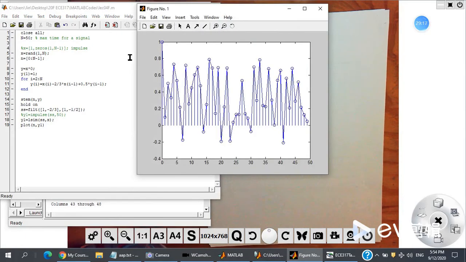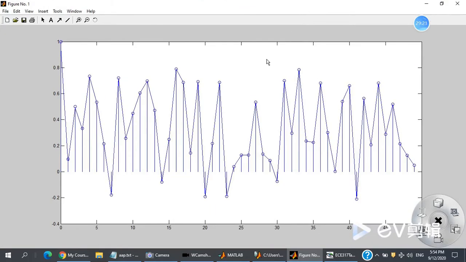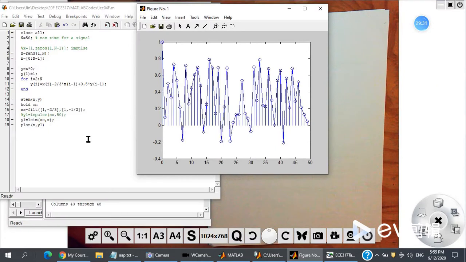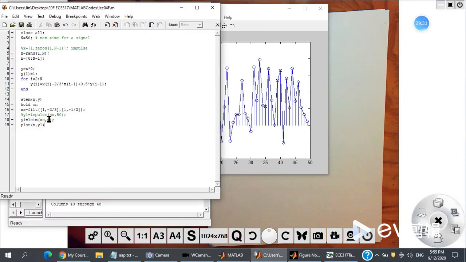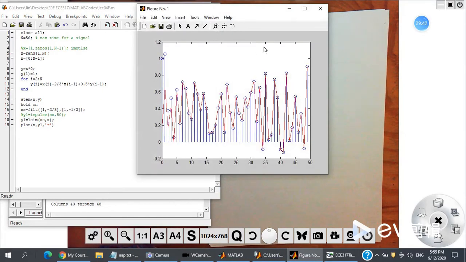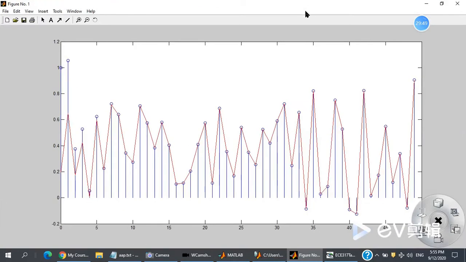Save and run. Oh, it is one. Yeah, you see, this is the curve. I can use a different color. I plot y1 with a red color. All right. It's here.